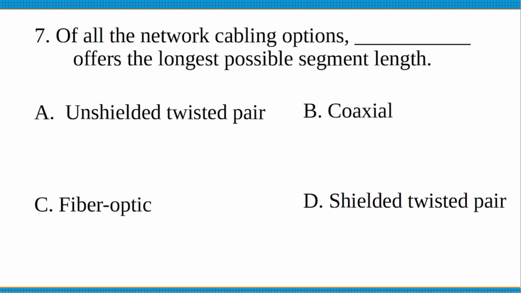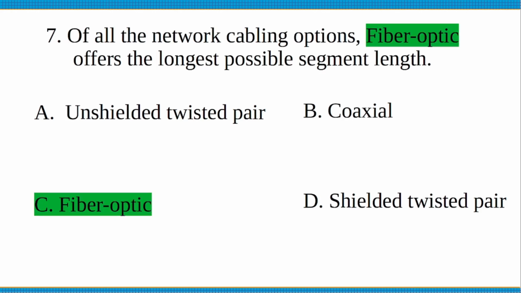Number 7. Of all the network cabling options, blank offers the longest possible segment length. A. Unshielded twisted pair, B. Coaxial, C. Fiber optic, D. Shielded twisted pair. So the answer is fiber optic. Fiber optic cable can span distances of several kilometers because it has much lower crosstalk and interference as compared to copper cables.